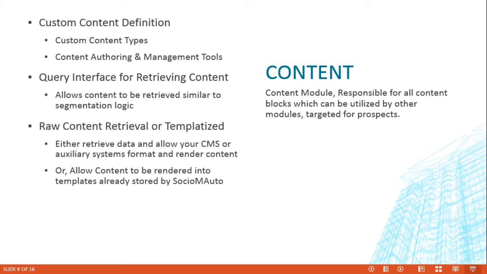You can also get raw content or templatized content, and the difference here is when you retrieve data in a data format, let's say for your CMS or some auxiliary system, you get the data that you stored inside of the system pumped right back out to you the same way that you stored it into the content module. Or you can create templates, and you can inject that content into the template, or let SocioMAuto inject that content into those templates and then give it back to you. So in your CMS or in your email, there's just the stylized and the pretty version of that content. It's no longer just data, it's actual content to display at that point in time. So that's what this templatized dynamic content is.